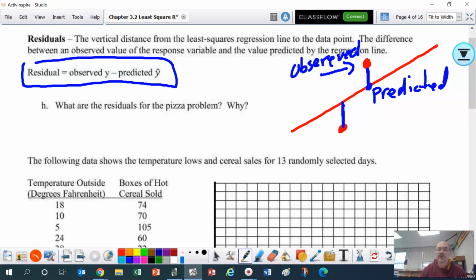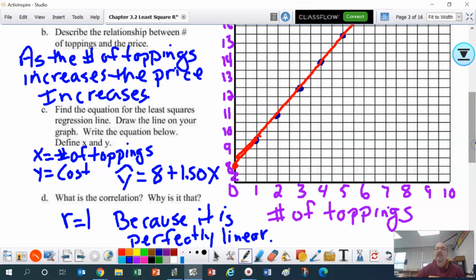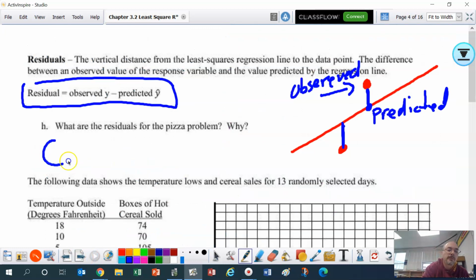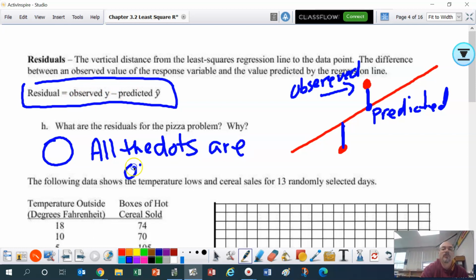So what are the residuals for the pizza problem? Well, ladies and gentlemen, let's think about this. Every single dot is on the line, right? So the predicted and the observed are exactly the same. So the residuals are zero, because those dots are on the line. All right, let us continue.